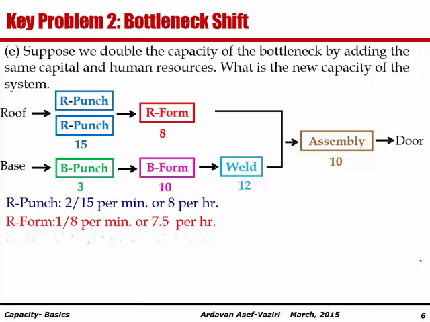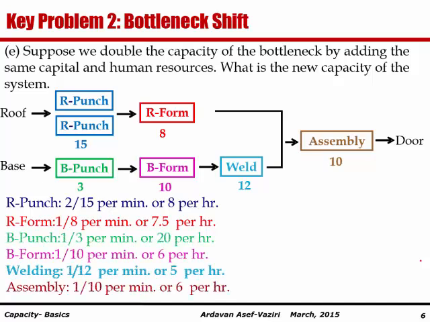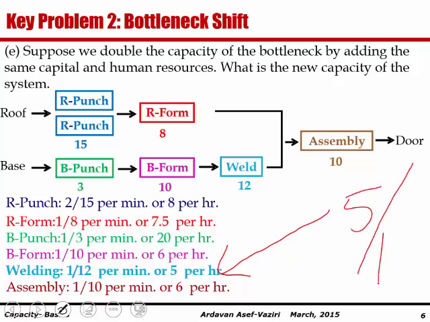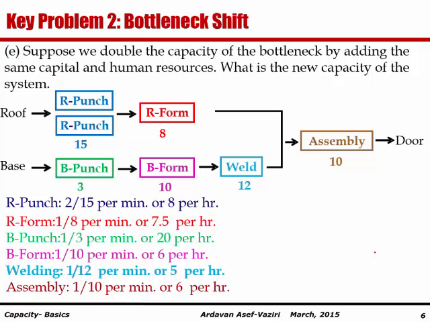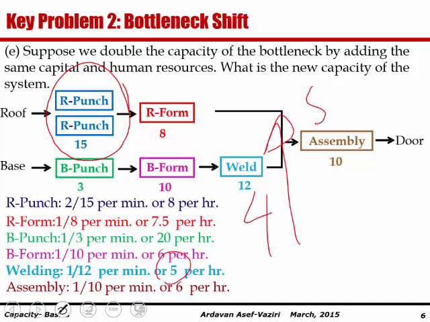8 per hour, 7.5, 26, 5, 6. Where is the bottleneck? Welding, right? What is the capacity of the system? 5 per hour. So what happened when we bought one new R punch? What is the managerial observation? What we see here is we doubled the capacity of the bottleneck, but the capacity of the process did not get doubled. Capacity of the process went from 4 to 5.